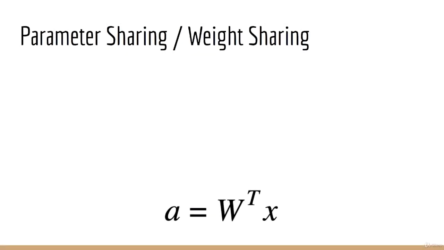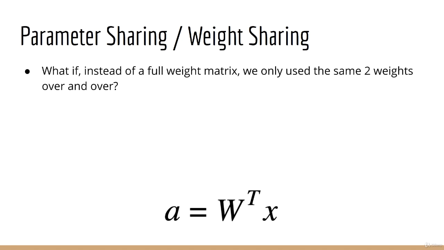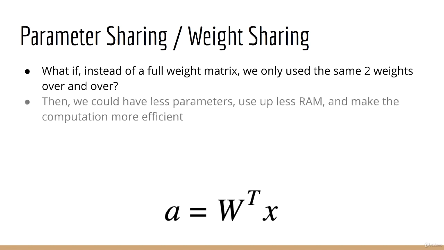Well, what if instead of a full weight matrix, we just had the same two weights repeating over and over again? Then we have fewer parameters, our neural network takes up less memory and RAM, and thus we can make the computation more efficient. In other words, convolution saves both space and time by using fewer weights.